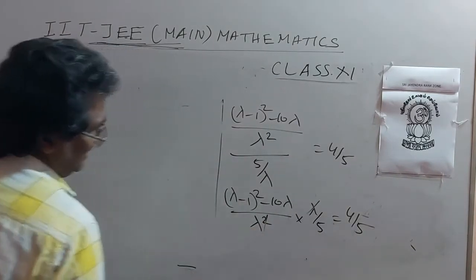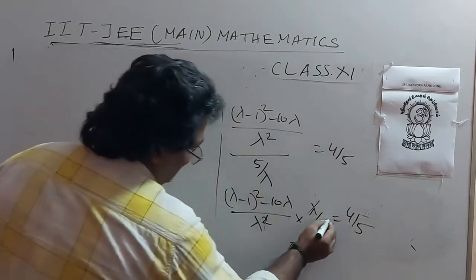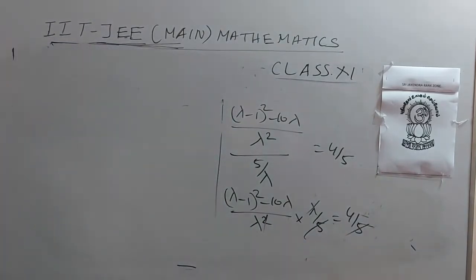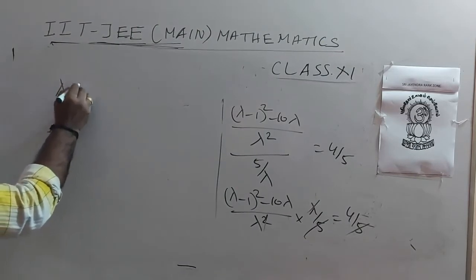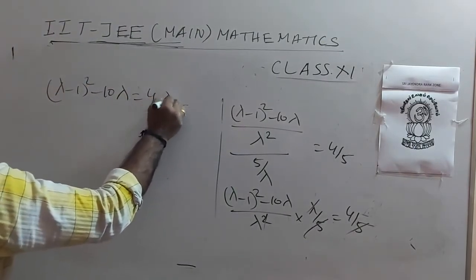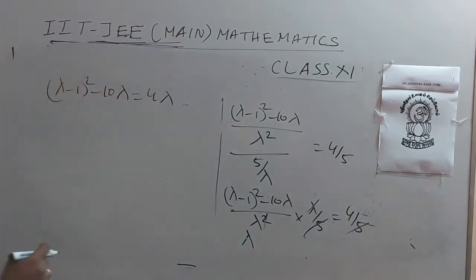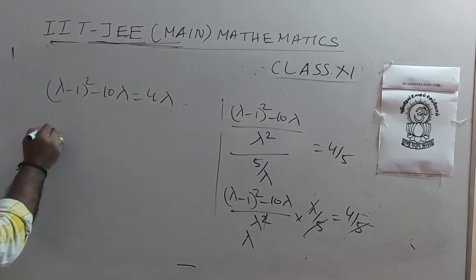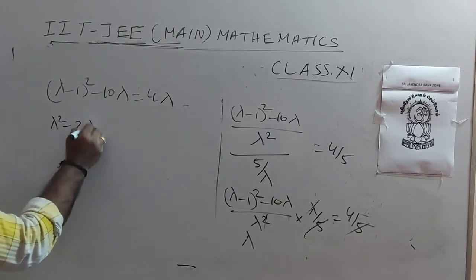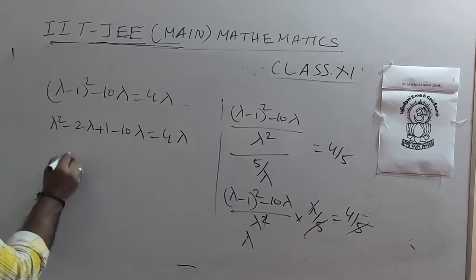So one lambda will be cancelled. You can cancel 5 and 5. So lambda minus 1 whole square minus 10 lambda equal to 4 lambda. Here we multiply lambda with 4, that is 4 lambda. So lambda squared minus 2 lambda plus 1 minus 10 lambda equal to 4 lambda.